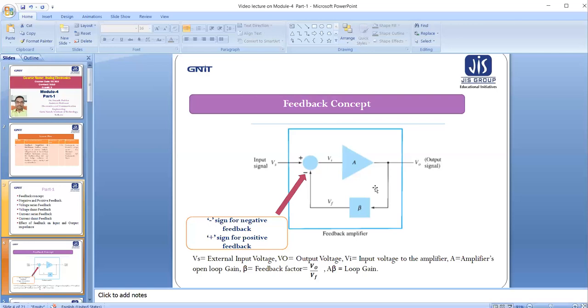But when we add some extra circuitry which will check the output signal every time and produce some sort of fractional value to control its input, this is known as the closed loop system. So the closed loop gain will be A beta.